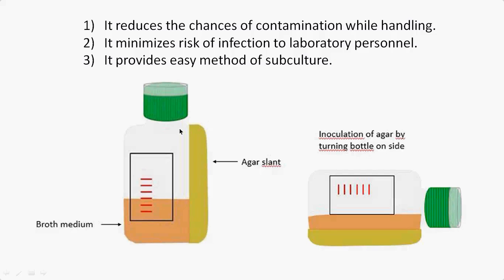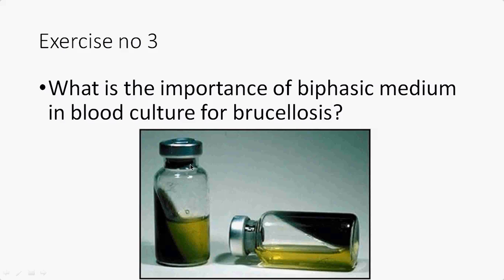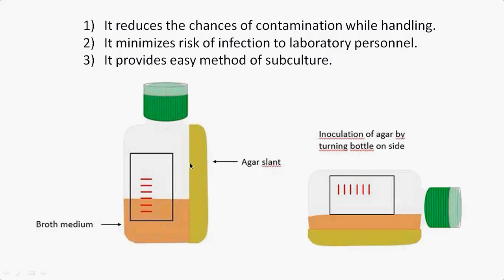By using this method, first, it has a sealed cap with a rubber stopper. You can pierce the rubber stopper with your needle and syringe and directly inoculate blood into the broth. So there is no opening of the bottle, which reduces the chances of contamination. Chances of contamination are low. Second, it minimizes the risk of infection to the lab person.